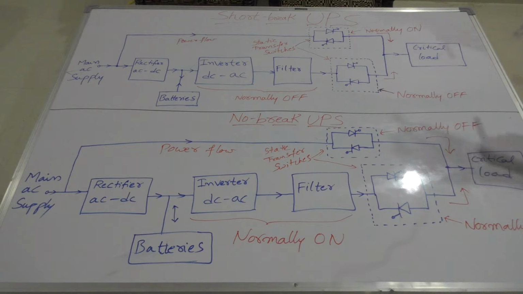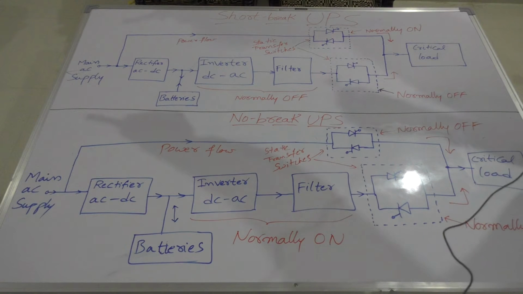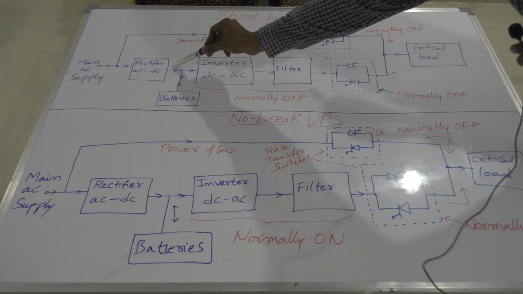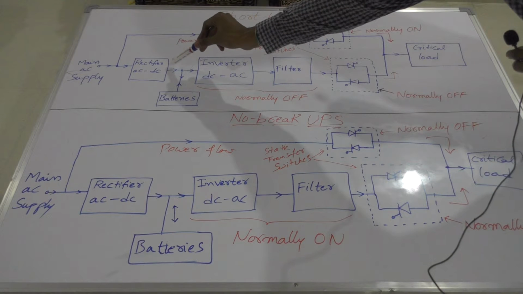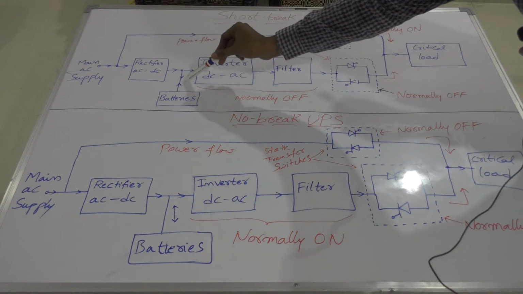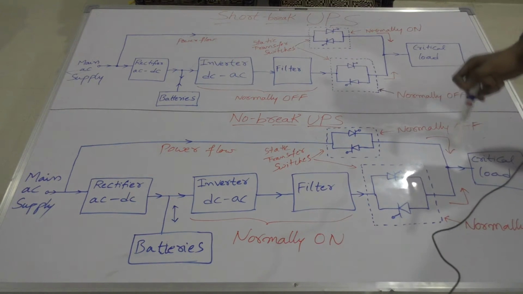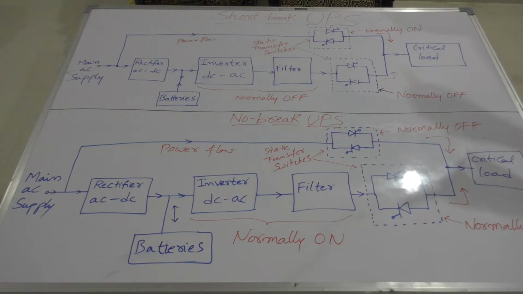Meanwhile, in the normal operation, the main AC supply is rectified to DC and this DC output will charge these particular batteries. This is what happens in normal operation. Now consider there is an interruption in the main AC supply. My main AC supply got interrupted.